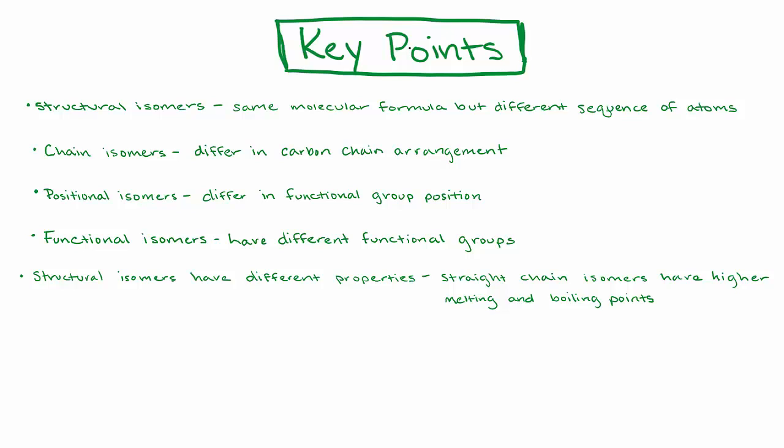Structural isomers have different properties, with straight chain isomers having higher melting and boiling points than their branched counterparts due to increased intermolecular forces. And isomers have the same molecular formula but different chemical names, which allows us to distinguish between them.